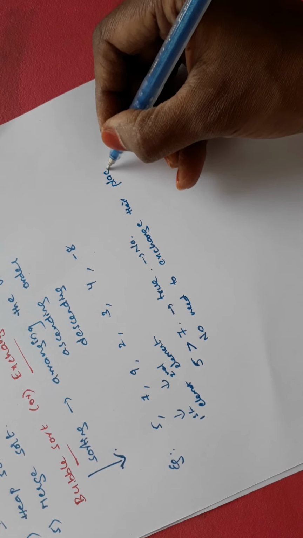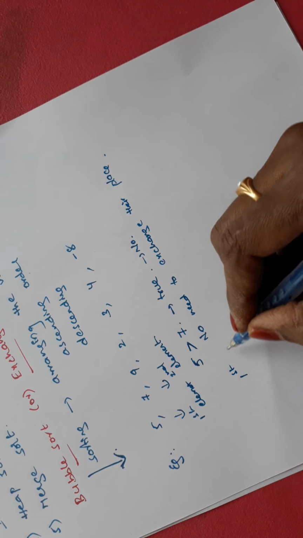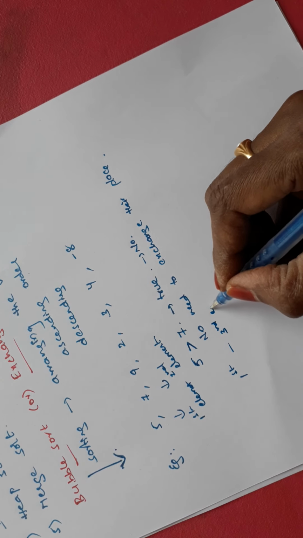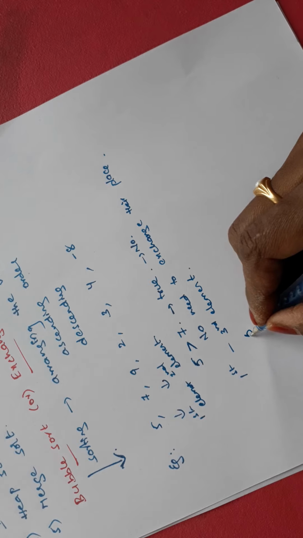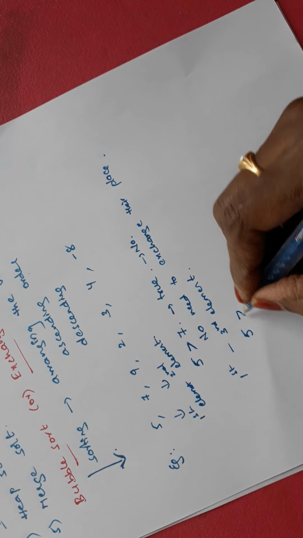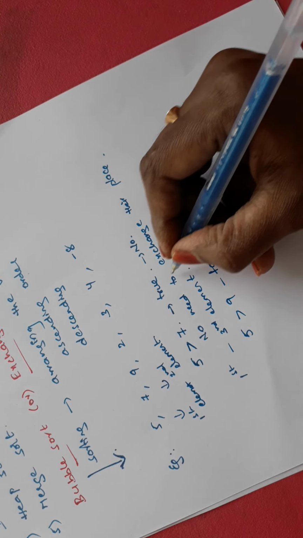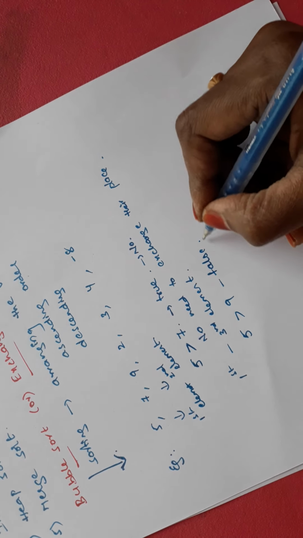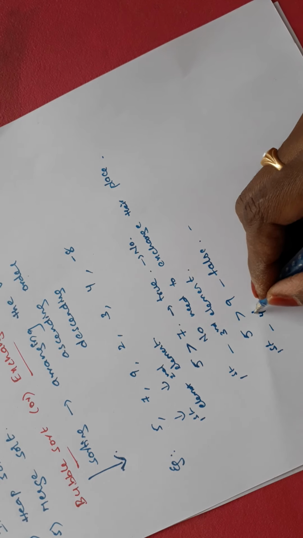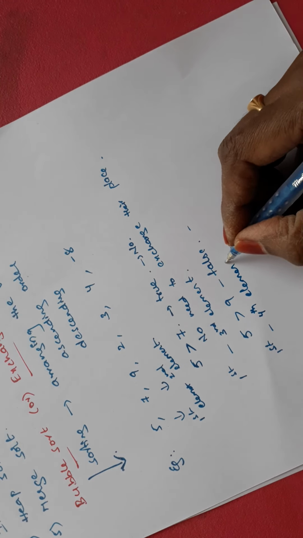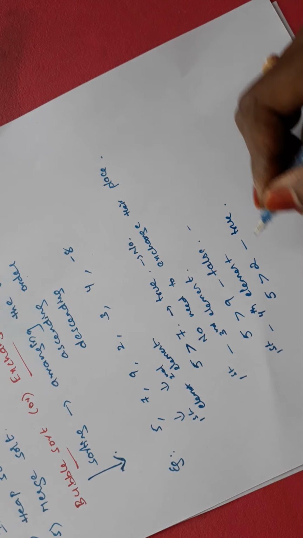Now let us take the first element with the third element. What is the first element? 5. What is the third element? 9. Is it true? No, it is false. So no need to exchange. Now the first element with the fourth element: 5 greater than 2. Is it true? Yes, true.